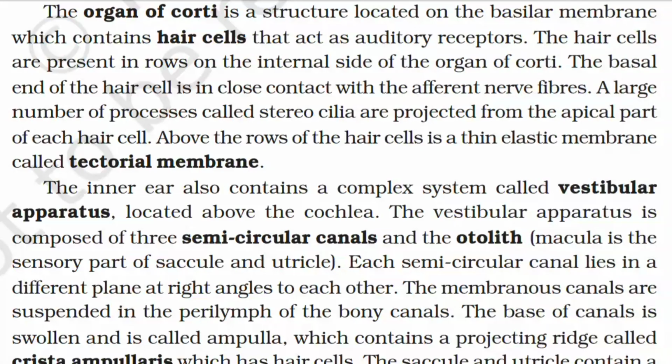The organ of Corti is a structure located on the basilar membrane which contains hair cells that act as auditory receptors. The hair cells are present in rows on the internal side of the organ of Corti. The basal end of the hair cell is in close contact with the afferent nerve fibers. A large number of processes called stereocilia are projected from the apical part of each hair cell. Above the rows of the hair cells, there is a thin elastic membrane called tectorial membrane.